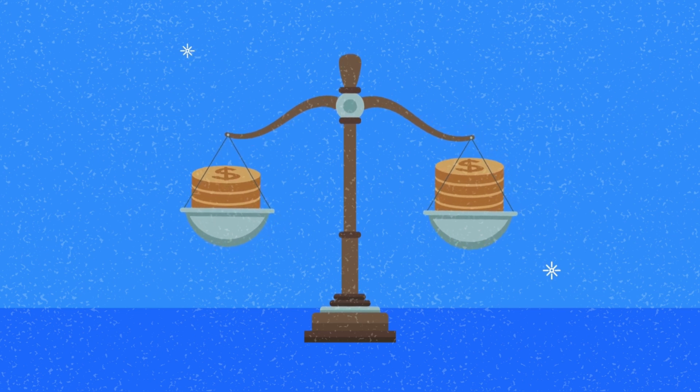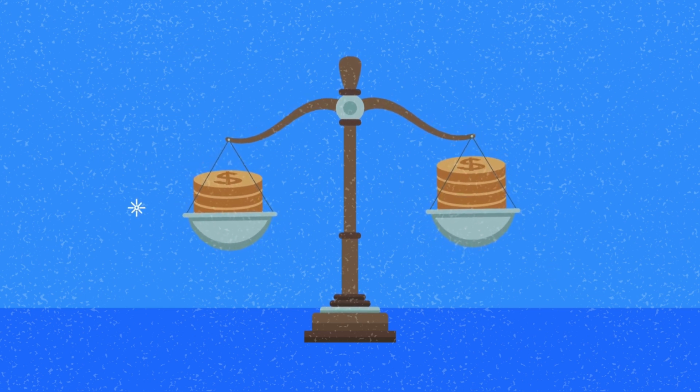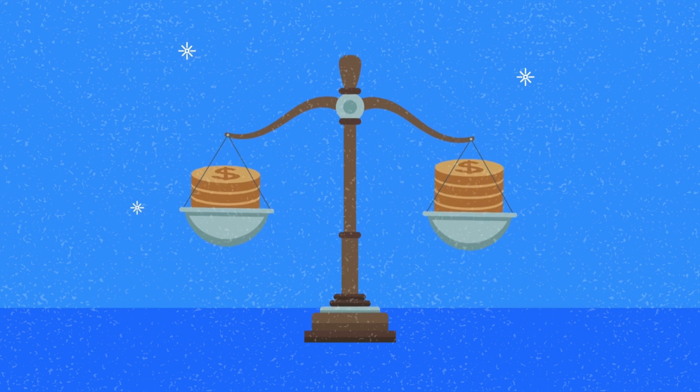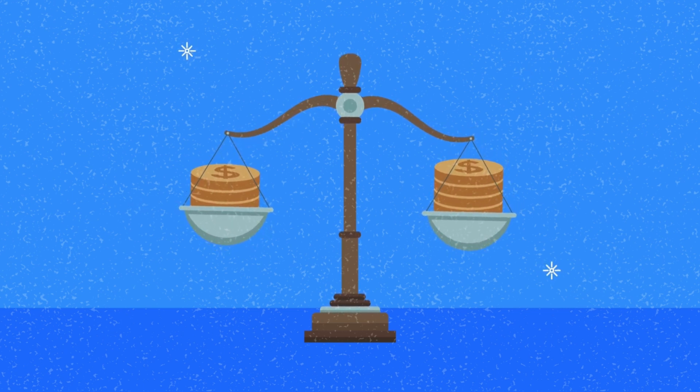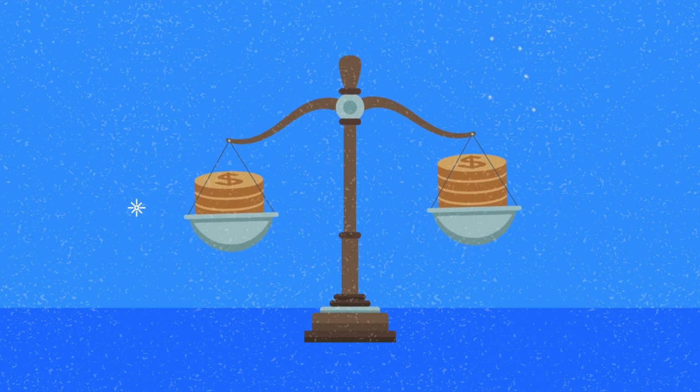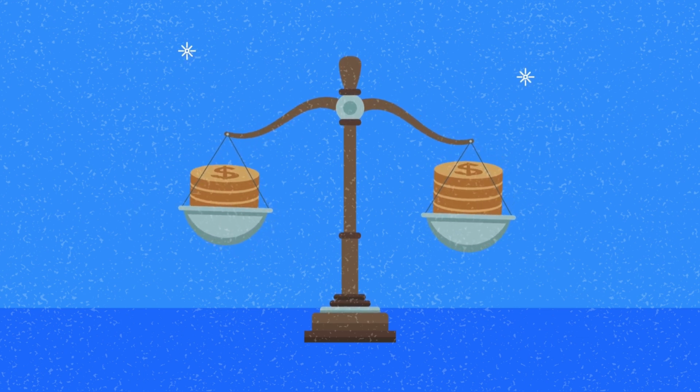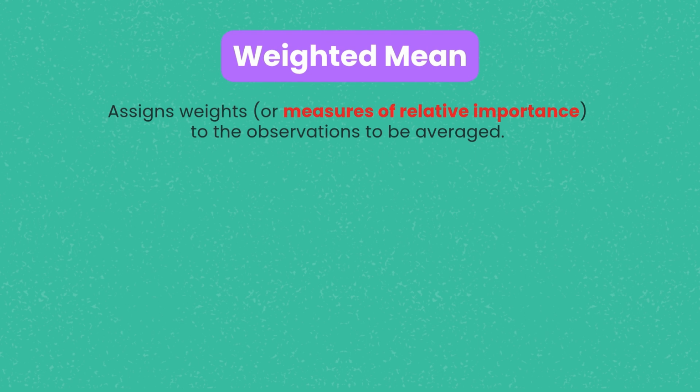The arithmetic mean that we discussed earlier assigned equal weights for all observations. However, there are instances where some observations have different weights, and thus we use a weighted mean. The weighted mean assigns weights or measures of relative importance to the observations to be averaged.